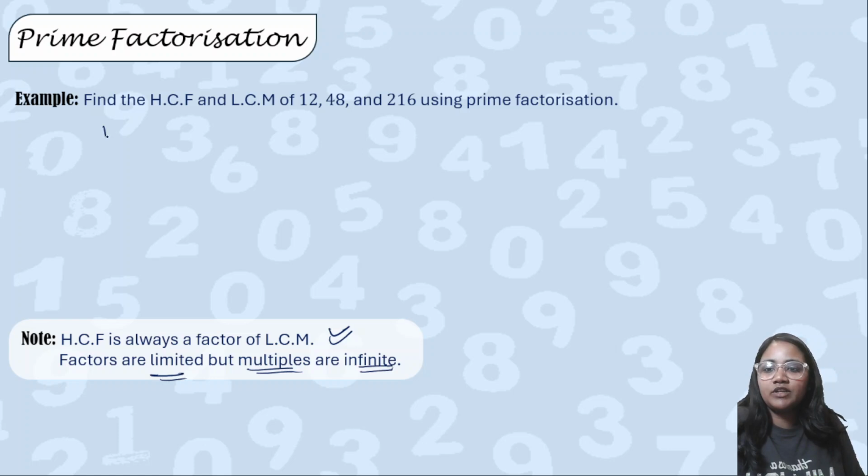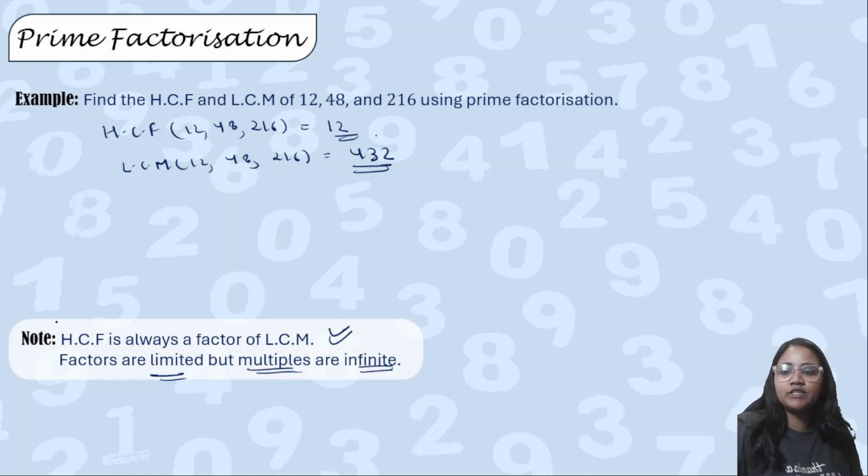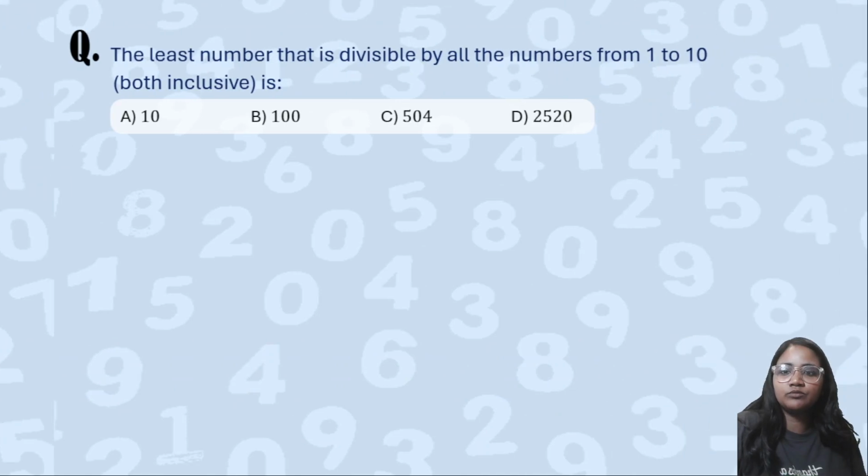Okay. Here we calculated HCF of 12, 48 and 216 as 12, and LCM we calculated as 432. Okay, so this is the answer, and I have told you these both very important points, that HCF is always a factor of the LCM, and the factors of a natural number are limited, but the multiples are infinite. Okay, let's go to the next question.